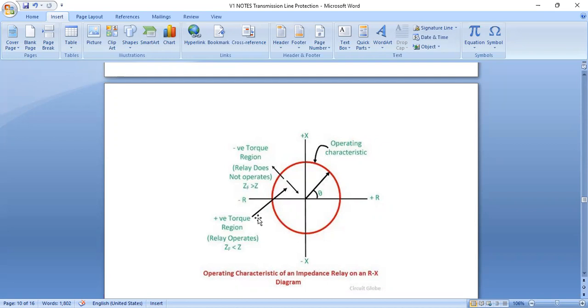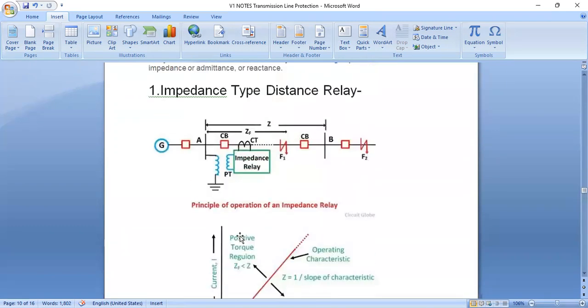So what is the working of this distance or impedance relay? The impedance relay is a relay whose working depends upon the distance between the impedance of the faulty section and the position at which the relay is installed. I repeat, the relay whose working depends upon the impedance of the faulty section.